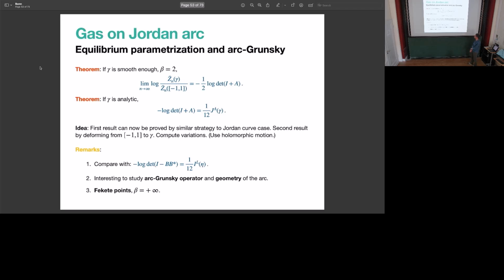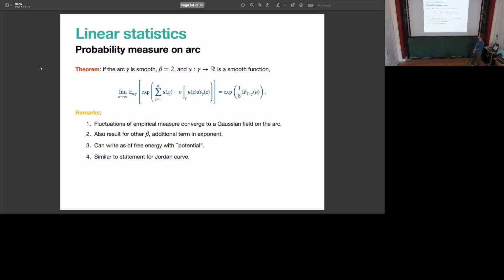Anyway, so here are some remarks. We can maybe just compare the second statement here with the one we had for the Loewner energy and the classical Grunsky. So it's completely analogous. Yeah, as I said, I think that's an interesting problem on its own to study this Grunsky operator and its relation to the geometry of the arc. Maybe I will just flash the last slide.